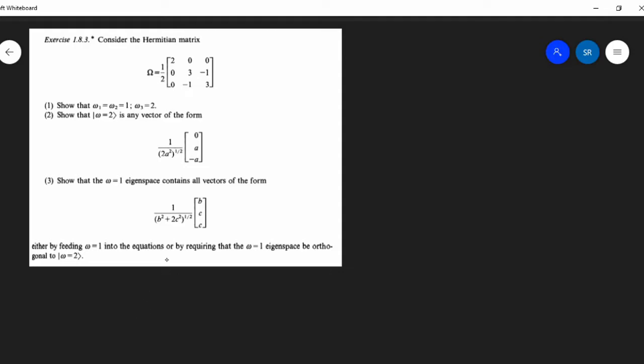Why? Because we have degeneracy here. In the first number 1 it says omega 1 equals omega 2 equals 1. So that should mean that this whole matrix is a degenerate one.